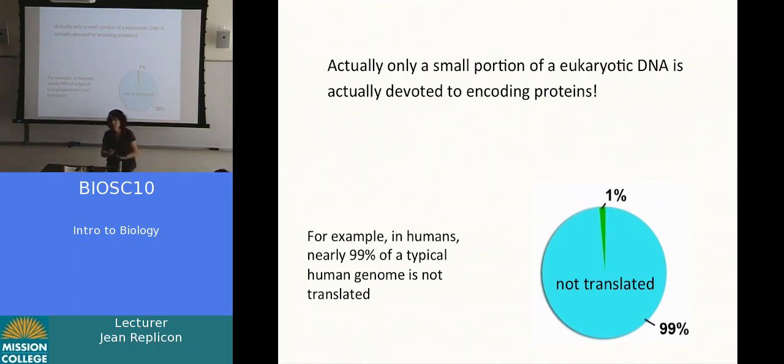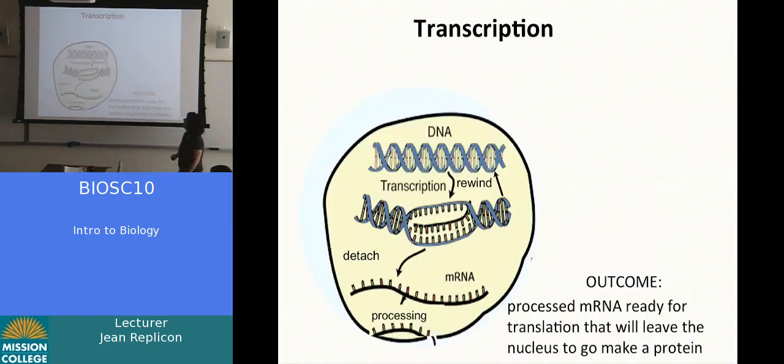Perhaps we don't understand the significance of it. Maybe it does play a role. Maybe it's important for us as source material as we evolve to new features. But anyway, just so you know, 1%, crazy, huh? Only 1% goes through translation, which is next. Transcription, just finishing up here. The outcome of transcription is the DNA gets rewound, messenger RNA gets processed, and the outcome is we have mRNA that's ready for translation.